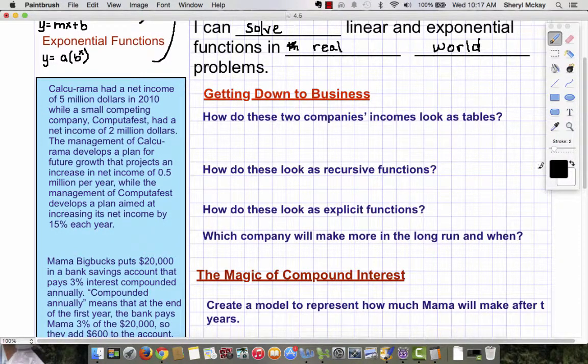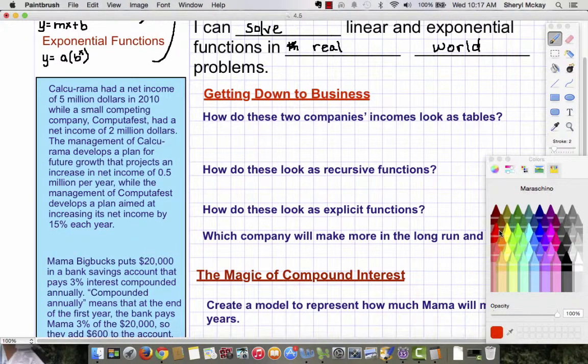So let's start by first identifying our key information. We've got 2 companies. We've got Calcurama and we have Computafest. I'm going to do them in different colors so that we can identify the 2. What else do we know? We know that Calcurama has a net income of $5 million in 2010, and that just means the profit that they made. They made $5 million. After they paid all their bills, they had $5 million, okay? And so that was in 2010. We also know that Computafest, in the same year, made $2 million.